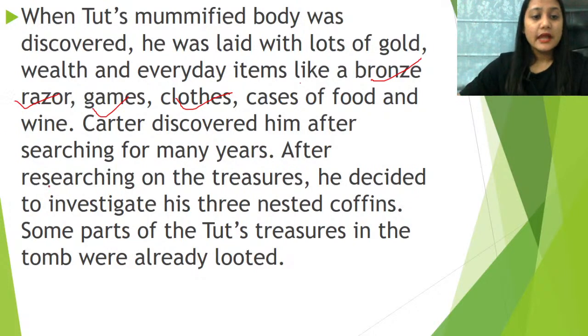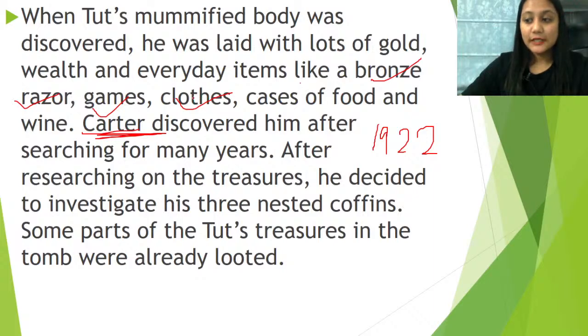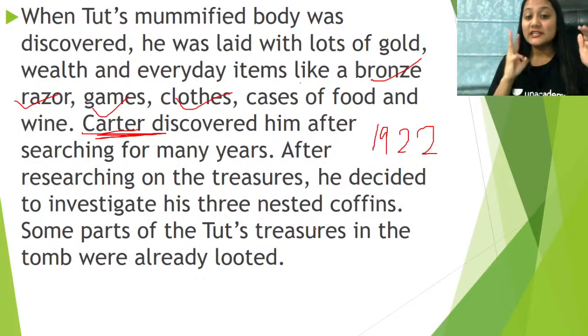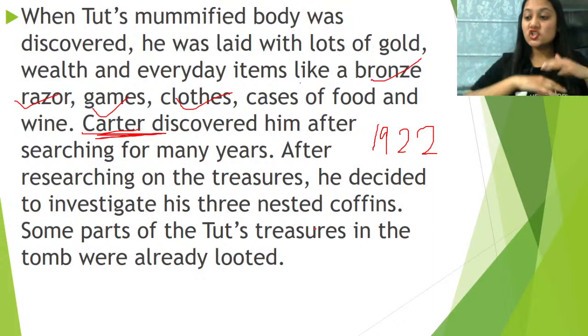Carter discovered him after searching for many years. So finally, in the year 1922 May, his body was discovered by Howard Carter. After researching the treasure, so first of all, he researched these treasures, all the gold, bronze and silver that had been buried, he decided to investigate his three nested coffins. And how was Tut's body kept? It was covered in three coffins, right?